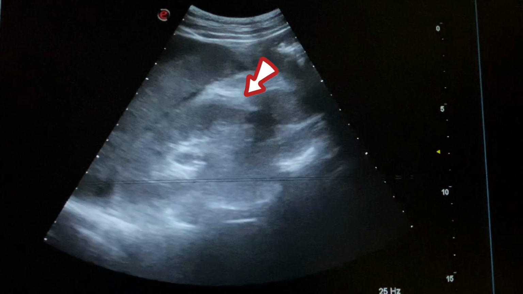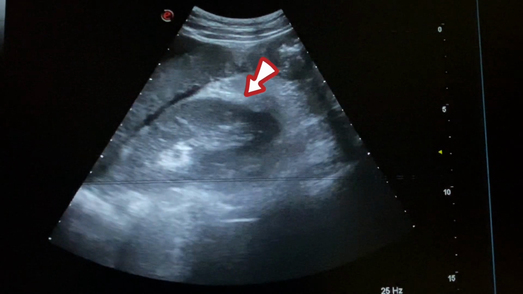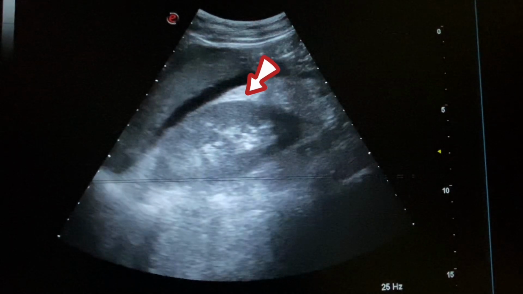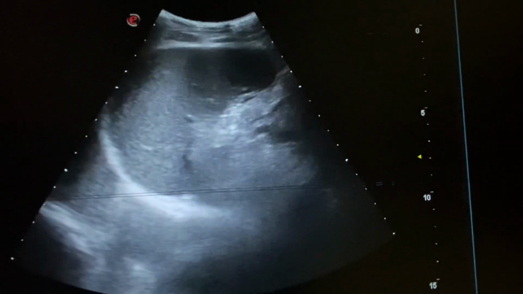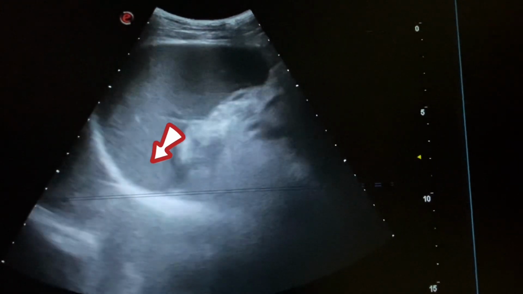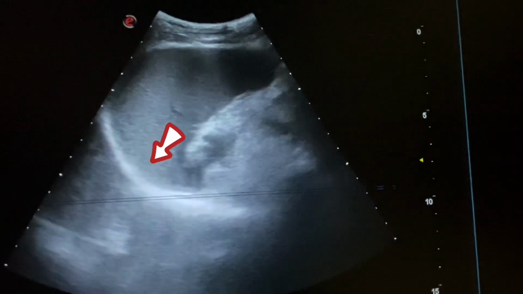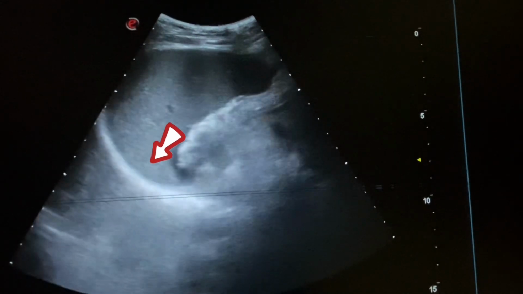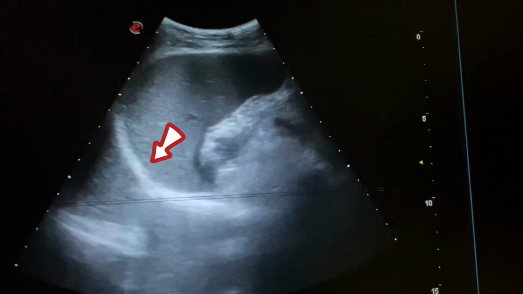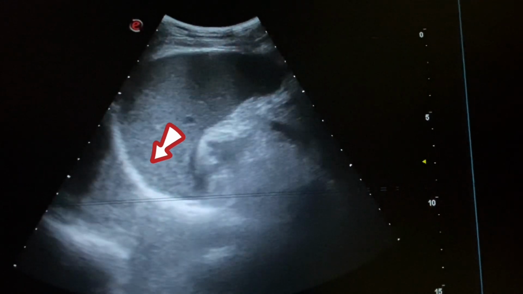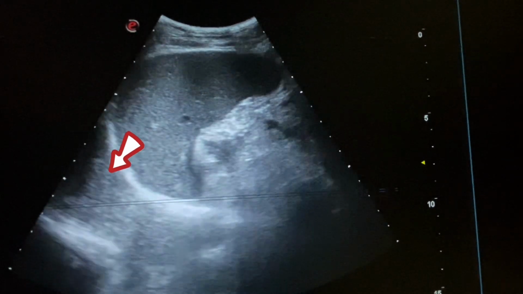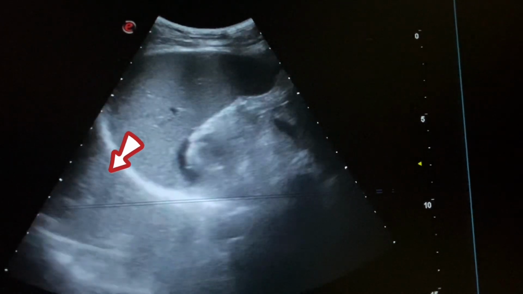This is the right kidney, which appears to be normal. No stone, mass or hydronephrosis is present. This is the spleen. It also shows decreased echogenicity, but the size appears to be normal. This is the diaphragm and this is the left lung tissue.